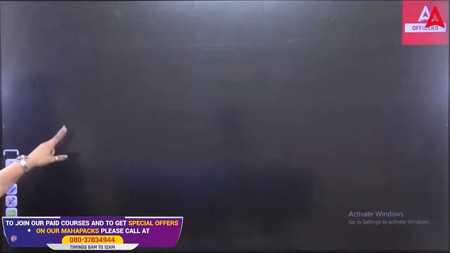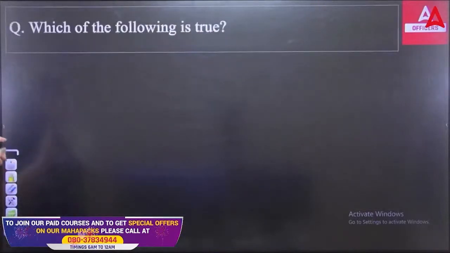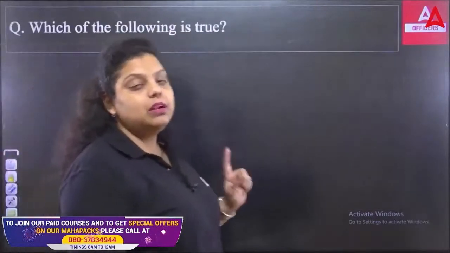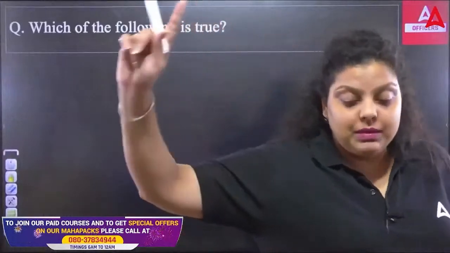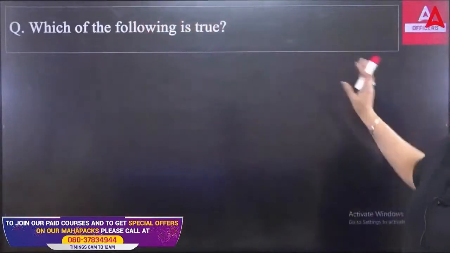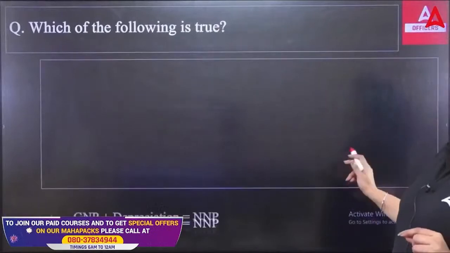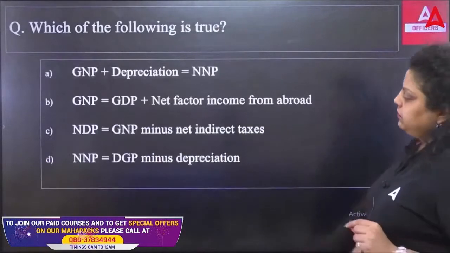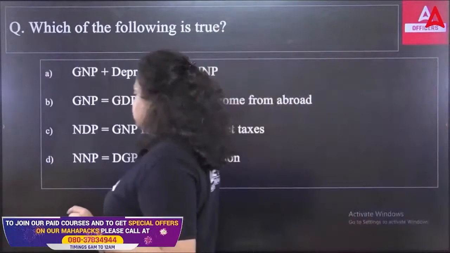Okay, so do remember, personal income means the total income of an individual, and personal disposable income means the income that can be spent by a consumer on goods and services. Now, which of the following is true?